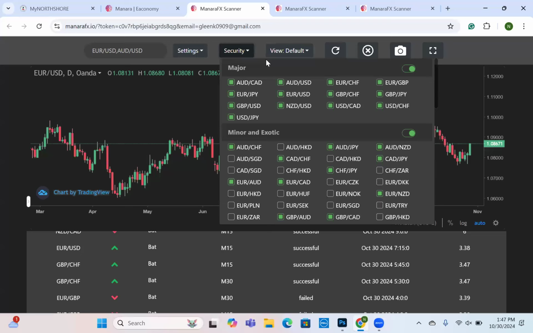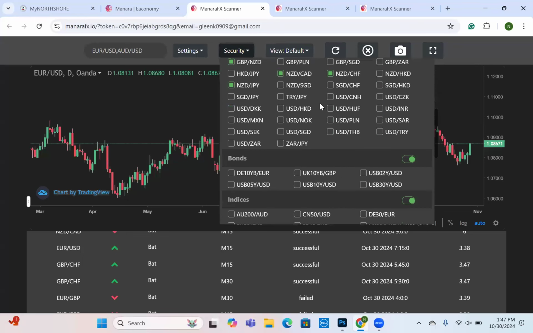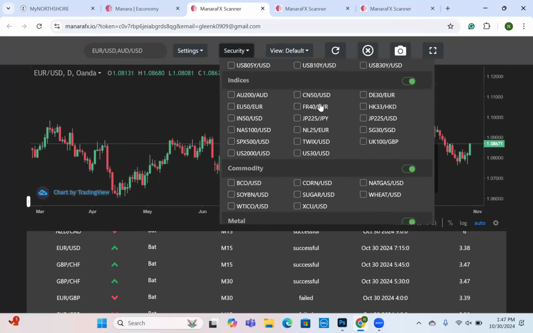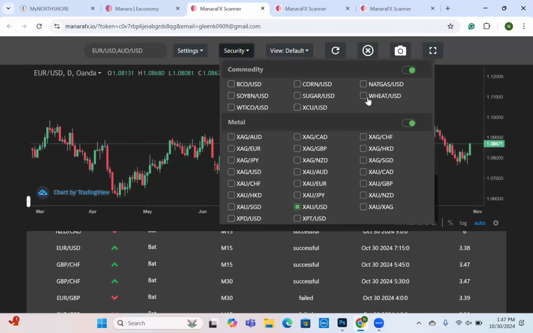Once you are done, you scroll down. Can you keep scrolling? Yes. Then for the bonds, turn everything off. For metals, turn everything off, but you can just turn your gold on, just like the way he did his own. You can see that XAUSD is turned on. Please go down.